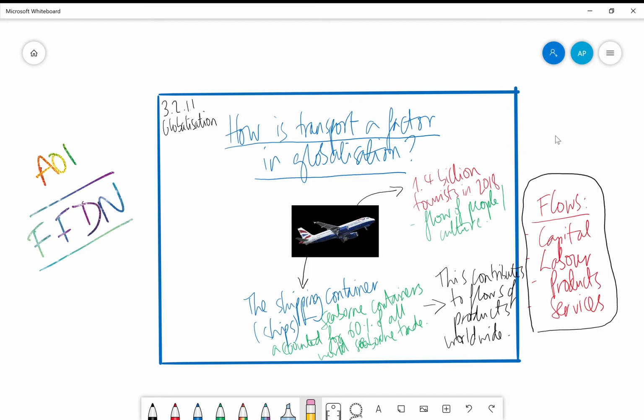So what I've gone for is a part of the specification called 3211 Globalisation. It comes right at the very start of the specification. Those of you who start with global systems and global governance will have done this as the first thing. You first of all cover dimensions of globalization, so all the flows, etc. But then you also cover the factors in globalization, and that's what we're going to be looking at today.